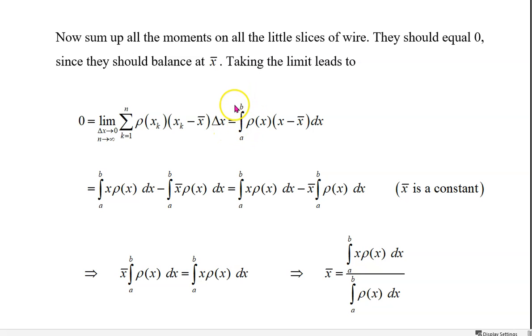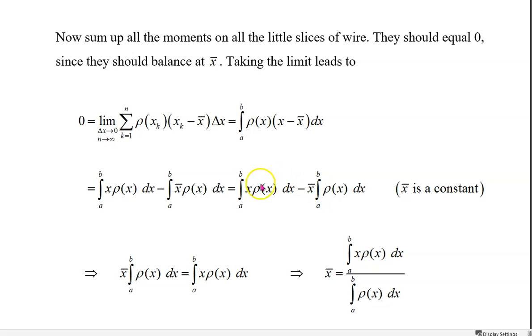When we put this into the definite integral after taking the limit of the Riemann sum, we have the integral of rho of x times x minus x bar dx. Now, if we take this formula and distribute the rho of x, we get the integral of x rho of x dx minus the integral of x bar times rho of x dx. But x bar is at a fixed location. It's where this thing balances. It's a constant, and it can be taken out of the integral.